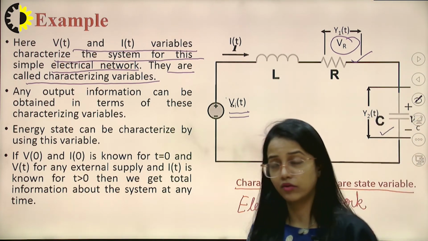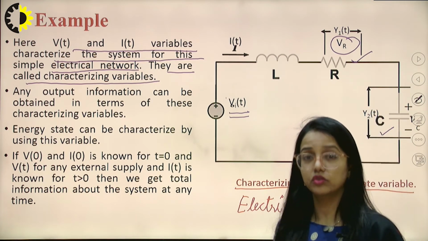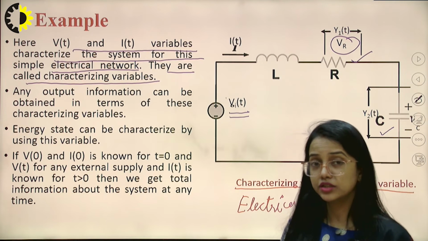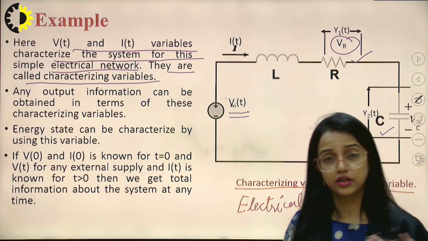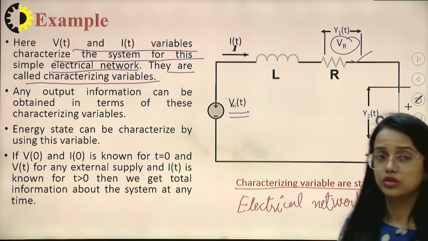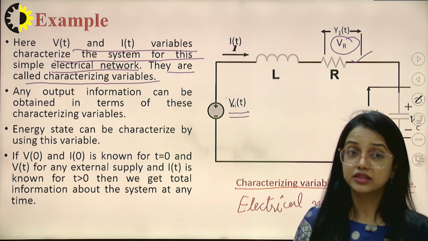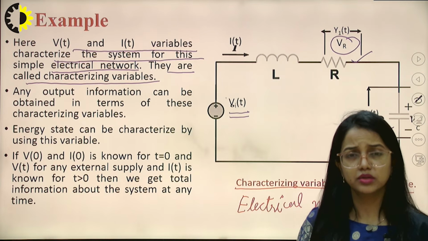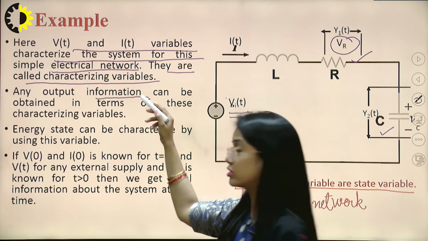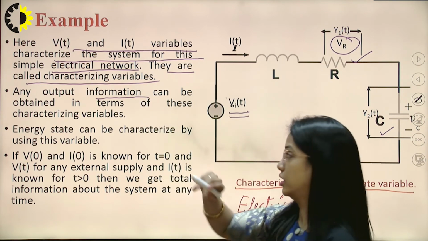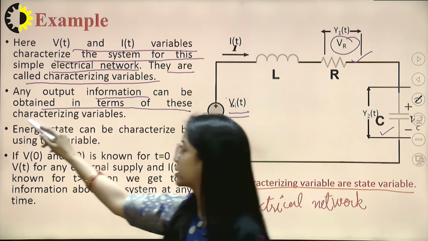Depending upon what amount of current is flowing across the circuit, there will be a corresponding amount of drop. So what are they doing? They are characterizing, they are driving this electrical network. So the output is dependent upon these characterizing variables. Characterizing variables are nothing but inputs like V of t, I of t. The output information can be obtained in terms of these characterizing variables.